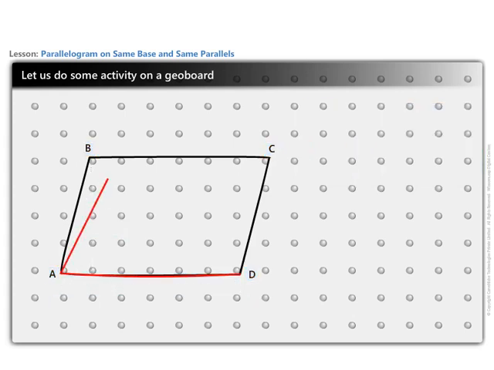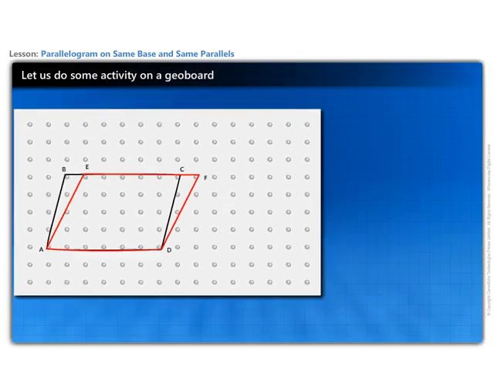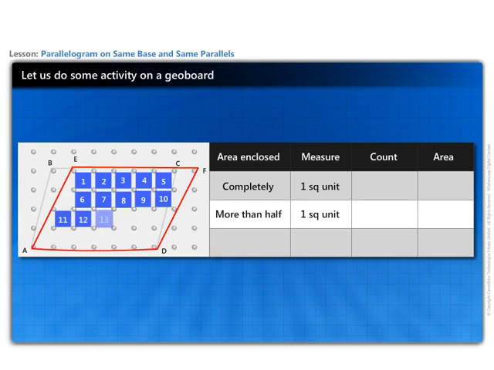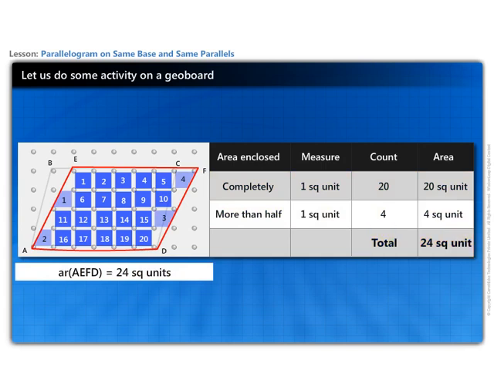Suppose I make another parallelogram using the same base AD, then what will be its area? Area of the parallelogram can be found by either using the formula or by counting the number of squares it encloses. To calculate area by counting the squares, we take only the count of the number of completely enclosed squares. Some more than half enclosed squares, but we ignore the partially enclosed squares of the figure. Each figure of the parallelogram has 20 square units, which are completely enclosed, 4 square units, which are enclosed more than half, to get a total of 24 square units.